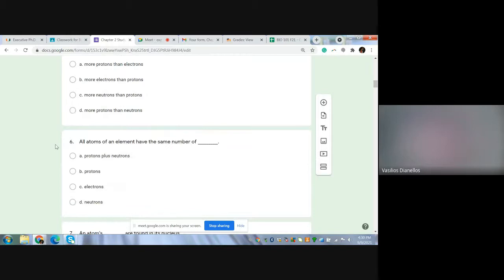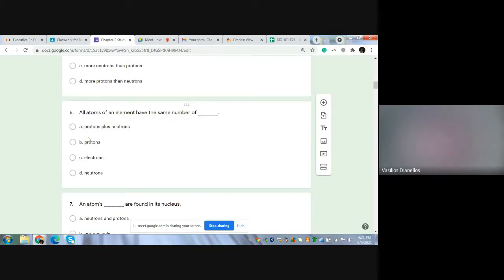Okay. Number 6, you need to know this, and the way I worded it in the lecture was, an element is defined by its number of what? And the answer is B, protons. All atoms of an element have the same number of protons. Not neutrons, because if you change the number of neutrons, you get yourself an isotope. If you change the number of electrons, you get yourself an ion. So the answer is protons. Any questions about number 6?